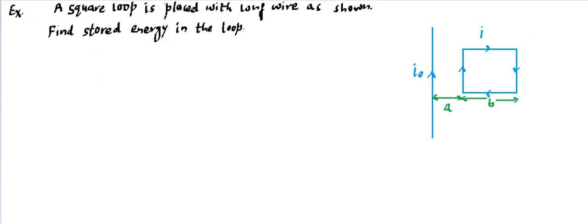So let's consider one example based on these learnings, and try to use the rules that we have just learned. It says a square loop, so that means it is a square. If one dimension is b, another is going to be b, obviously. And this is placed along with a long wire, which we can think of as an infinite wire, as shown. We need to find the stored energy. So what is the energy stored in the loop?